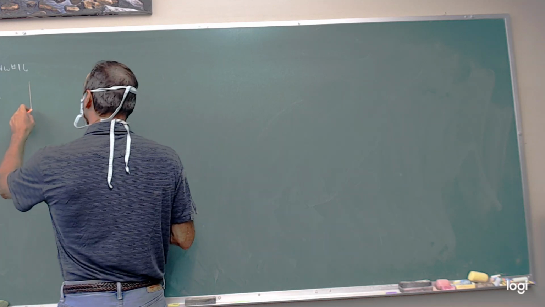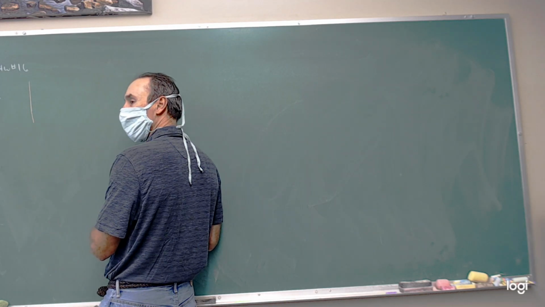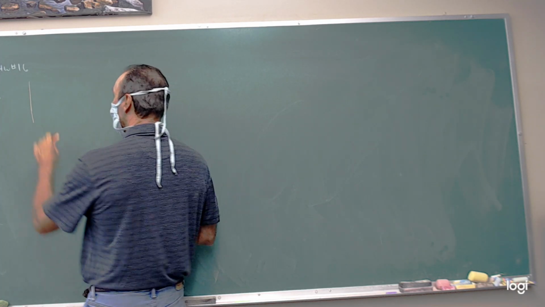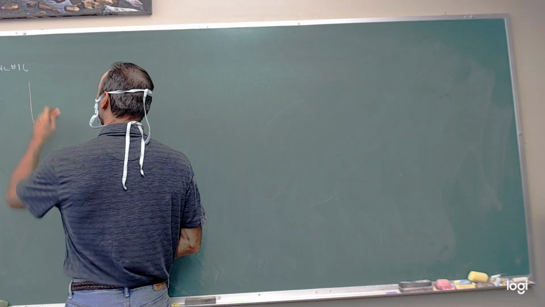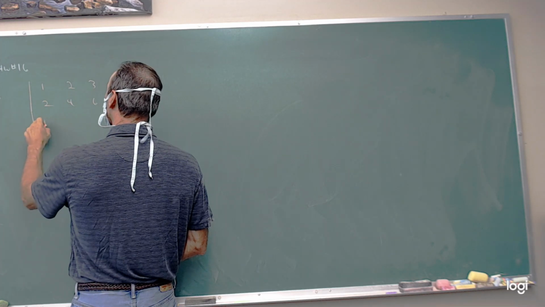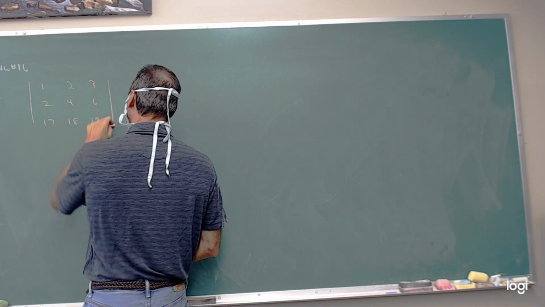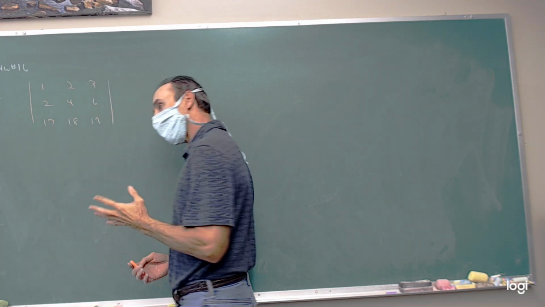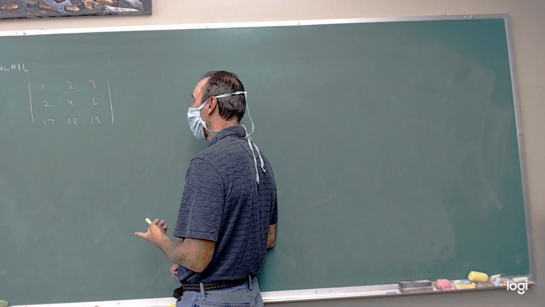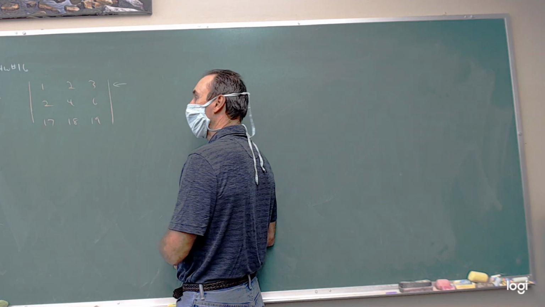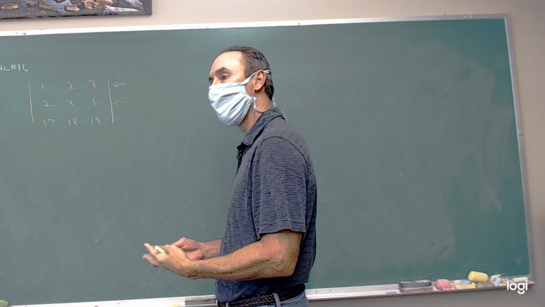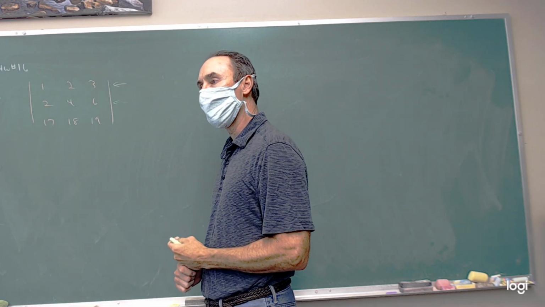So the problem we just did was number 6, and I'm going to claim we can use that to prove this. Tell me what 11 looked like first. It's 1, 2, 3 on the top, then 2, 4, 6, 17, 18, 19. What we said is that if you multiply a row by whatever number you want and add it to a second row, and replace that row by the sum, it doesn't change the value of the determinant.